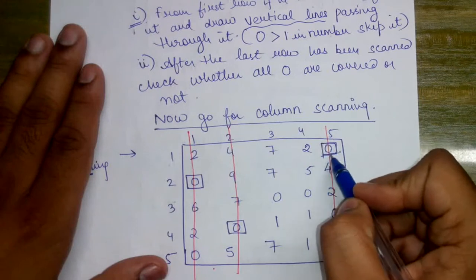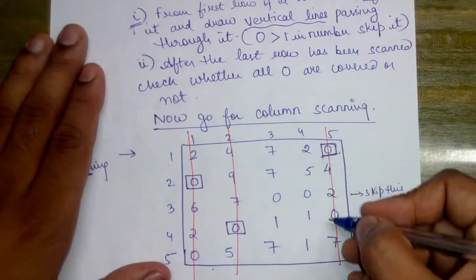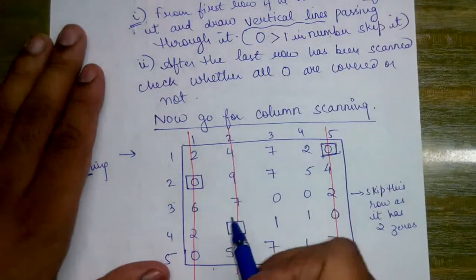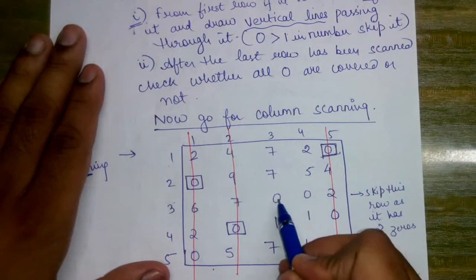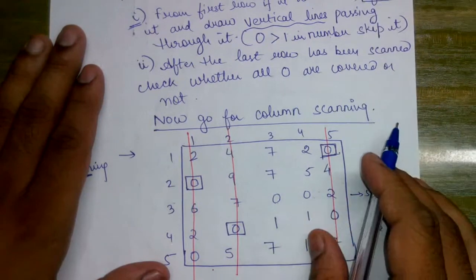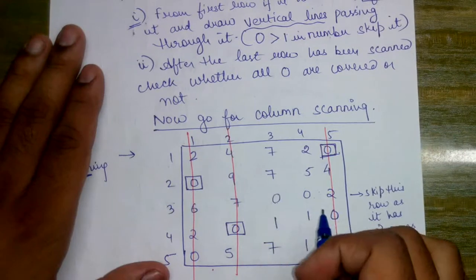So when we have drawn a square around this 0, we will cancel it by a vertical line. Similarly, for this 0, we will cancel it by a vertical line. Now in the third row, we have 2 zeros. What we will do is, we will skip this row. We will not draw any vertical lines when there are more than 1 zeros in a particular row.